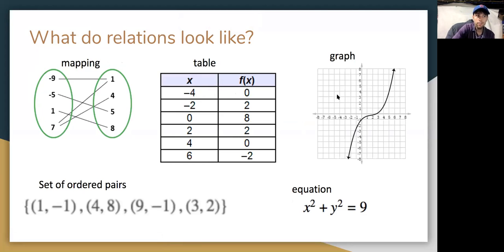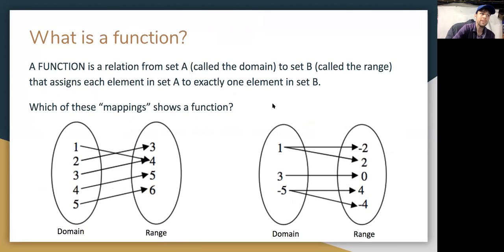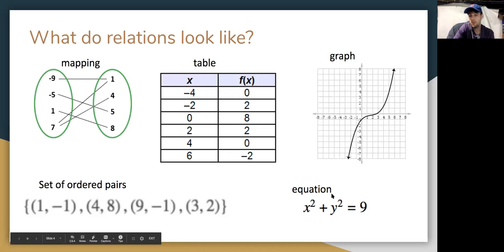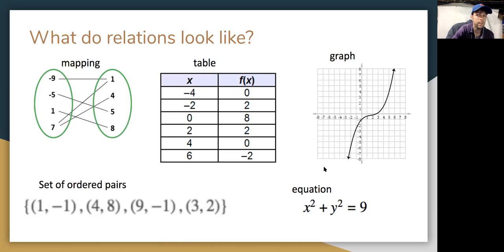They could be a graph, which is really just kind of a visual representation of a table. They could be a set of ordered pairs, which is sort of like a table, but just written differently using these curly set brackets and then coordinates inside of it. Or they could be an equation. So this is an equation of a circle, but any type of representation can be a relation.